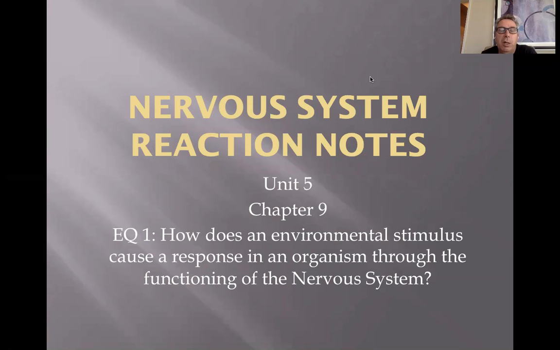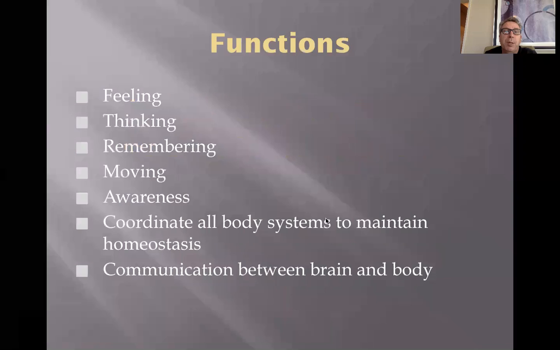Okay, here, Central Question 1, Unit 5, the nervous system and reaction notes. Do this in class, but for those of you who maybe want to watch this again or were absent, here it is again. How does an environmental stimulus cause a response in an organism through the functioning of the nervous system? So here are your functions of the brain, of the nervous system in the brain.